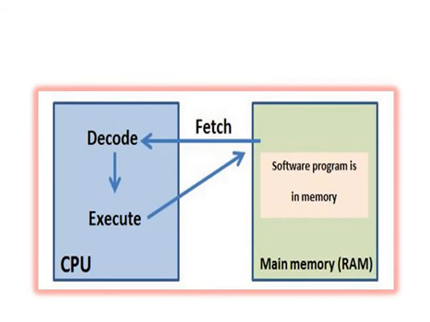Now this is the CPU and this is your main memory, and we are going to fetch the software program that is in the memory, right? It is in the form of instructions and memory addresses. So the instruction is fetched, right? And in the CPU part, it will be decoded and executed, and the result will be again stored into the main memory.